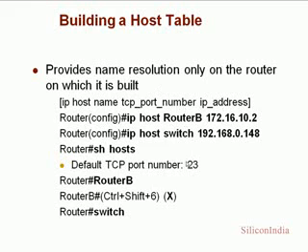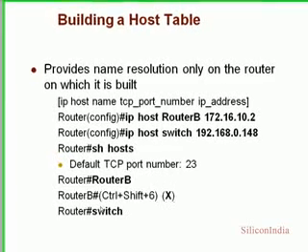TCP port 23 means you can telnet to these devices. To telnet to router B, you can just give telnet router B instead of giving telnet and then the IP address of that router B. So from that router, if you just give router B, it will directly connect to router B, and similarly you can connect to the other host called switch.